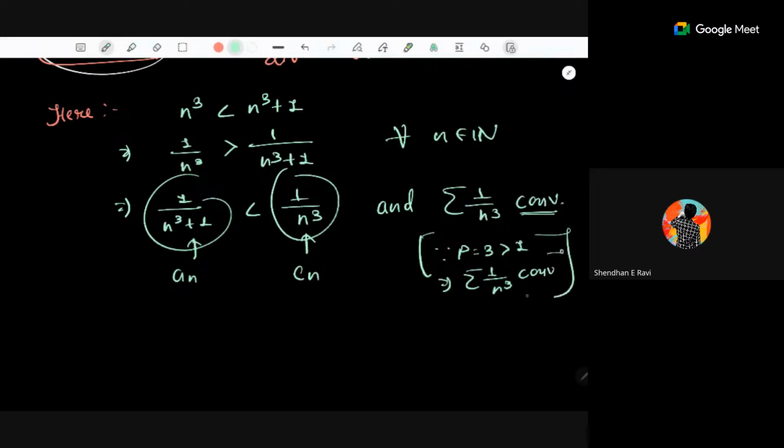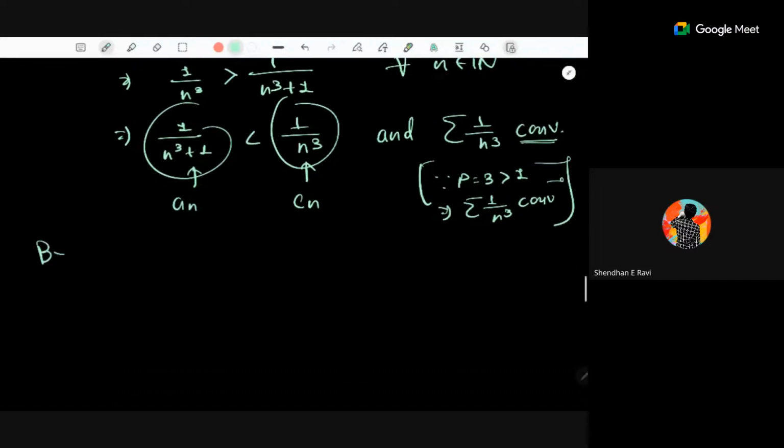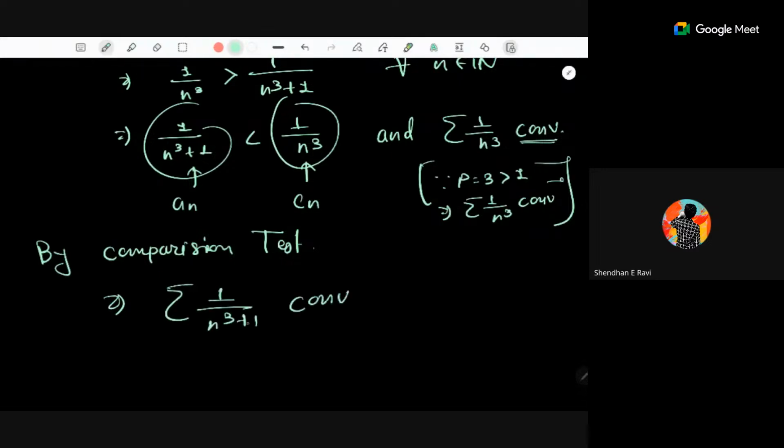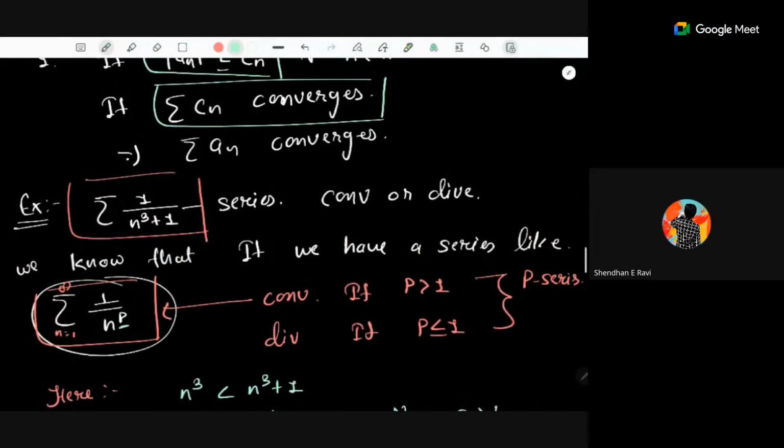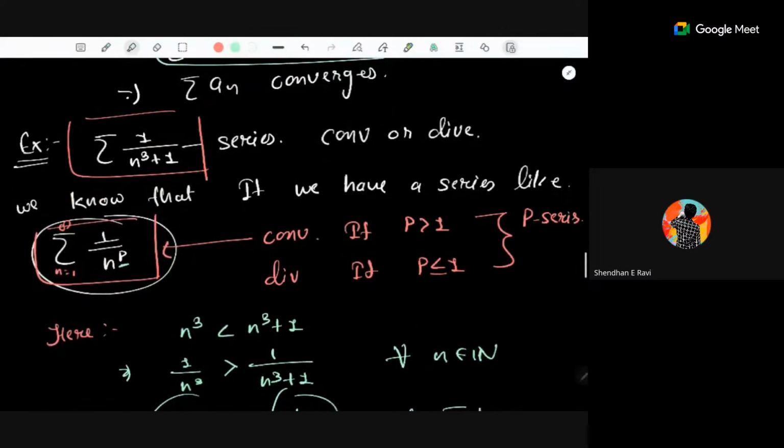So here we have a series which dominates the terms 1 by n cube plus 1. So now by comparison test, we can say that the summation 1 by n cube plus 1 converges. Okay, so that's how you can use the comparison test. And whenever we have to use the comparison test, you obviously need to remember this p series test. It is very applicable.